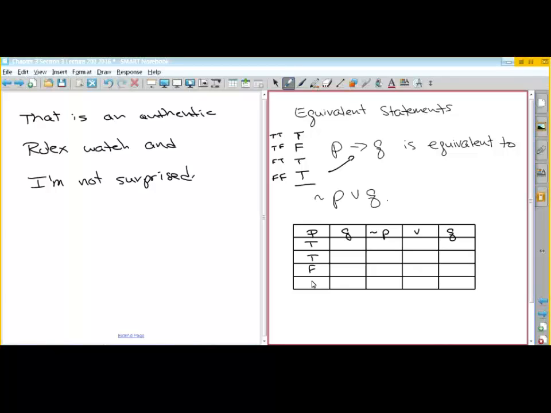So we fill out the first 2 columns. You can write this down if you don't know what you're doing, but we alternate. We do 2 at a time, then we alternate. Then we go to the columns that involve the letters. This is the negation, so we do the opposite of the column that we already have written down. And the Q is just a copy.